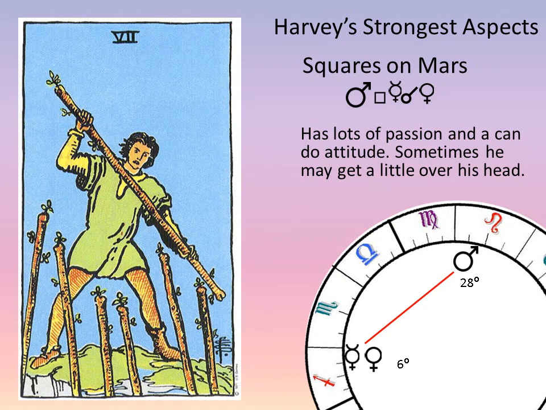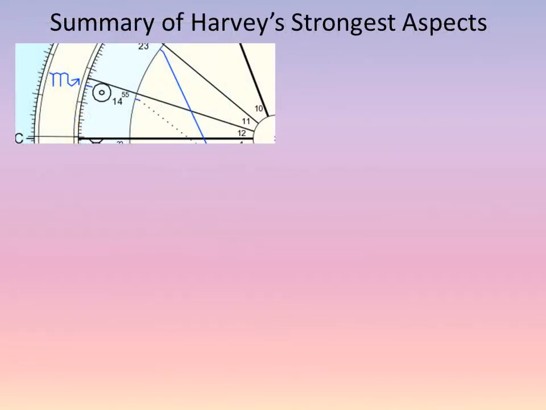But it shows that he has a lot of passion. Mars thrives in a square. Mars is about facing challenges and being courageous. Sometimes he may get a little over his head. He's always pushing himself, and that's kind of like this 7 of Wands card. He's like the king of the mountain, but he's got to fight off all these other contenders. Okay, a summary of Harvey's strongest aspects.